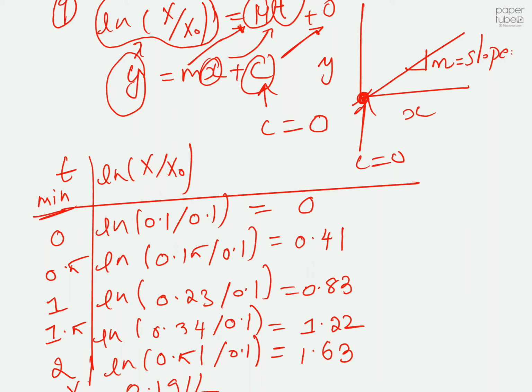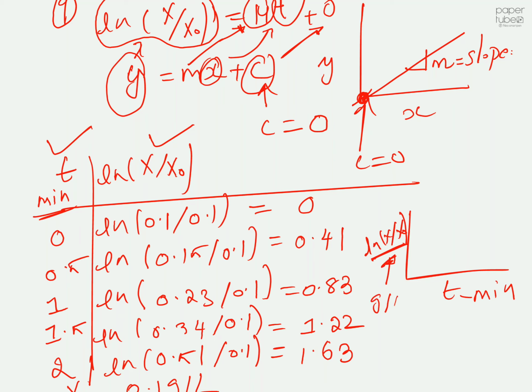So we are going to plot time versus ln of x by x0. Time is expressed in terms of minutes. This is dimensionless, x by x0, because grams per liter, which is x, and grams per liter, both get cancelled. So there are no units on the y-axis. So let's plot it. At the moment I am using a normal simple scale.